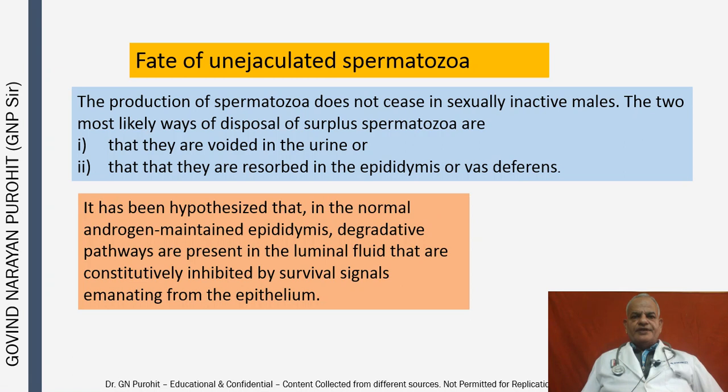The fate of ejaculated spermatozoa. The production of spermatozoa does not cease in sexually inactive males. The two most likely ways of disposal of surplus spermatozoa are that either they are voided in the urine or that they are reabsorbed in the epididymis or vas deferens. It has been hypothesized that in the normal androgen maintained epididymis, degradative pathways are present in the luminal fluid that are constitutively inhibited by survival signals emanating from the epithelium.